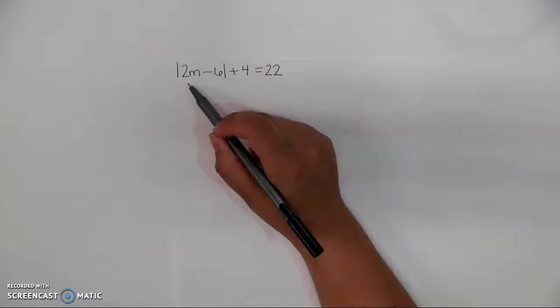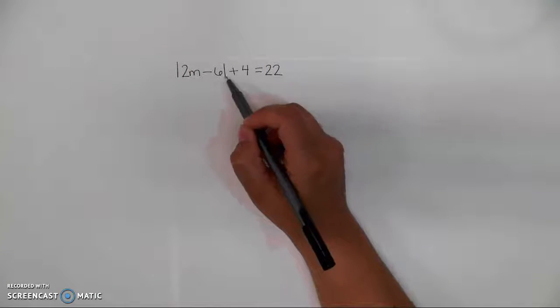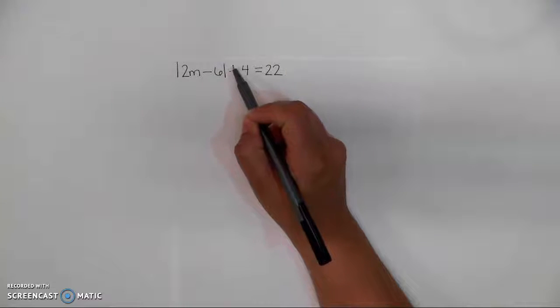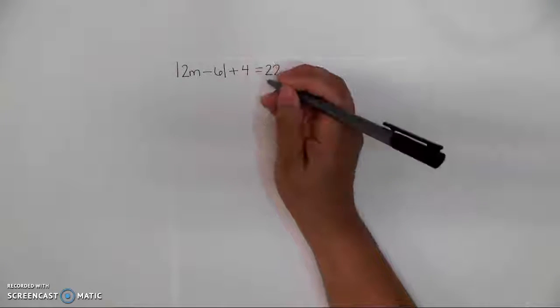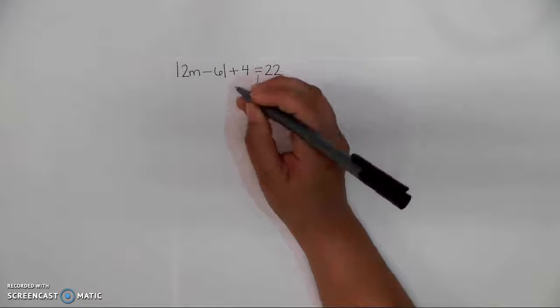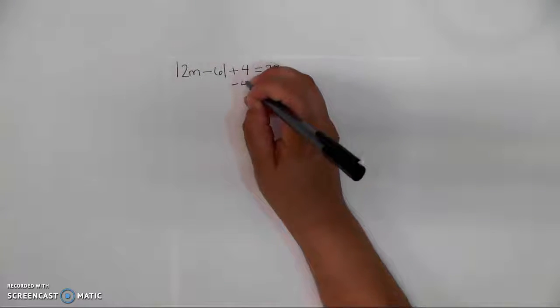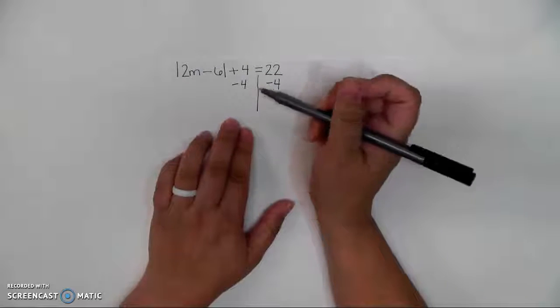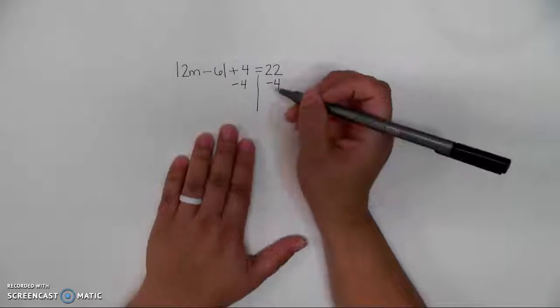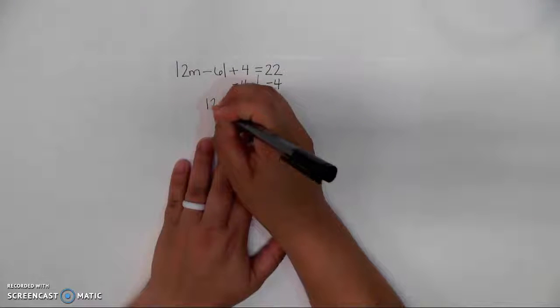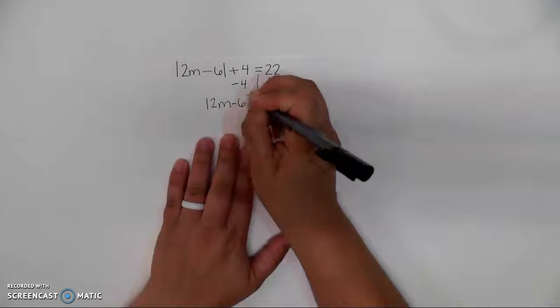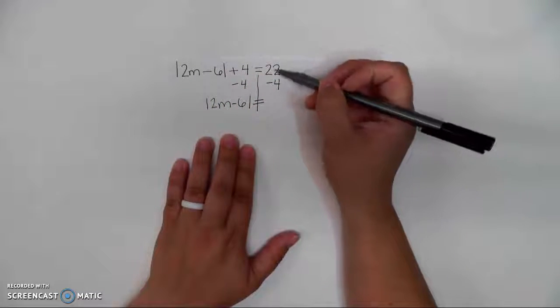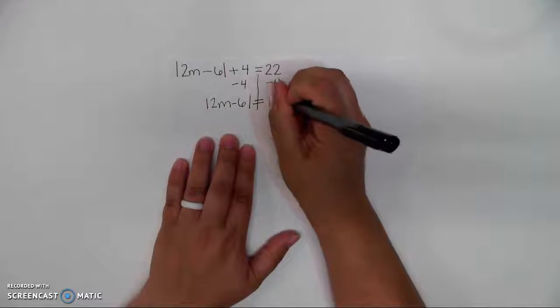So if you notice that if this is like parentheses here, we would be taking this plus 4, and to undo a plus 4, we have to subtract 4. So I'm going to subtract 4 from both sides. Remember, I'm doing that to both sides because we want to balance the equation here. So I have the absolute value of 2m minus 6 equals, and then 22 minus 4 is your 18.